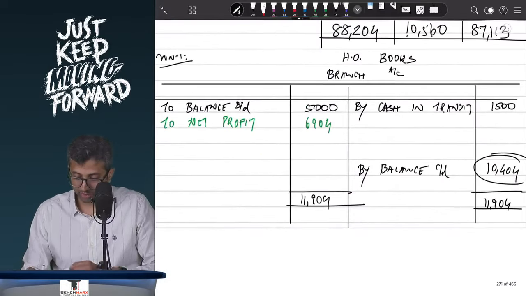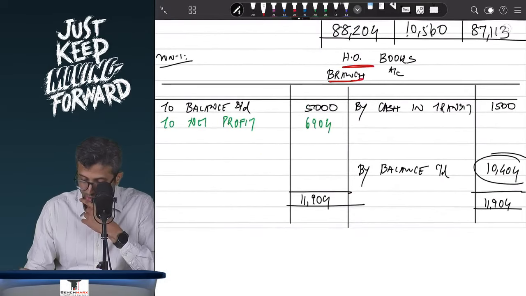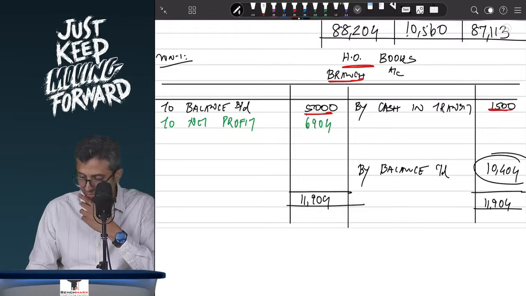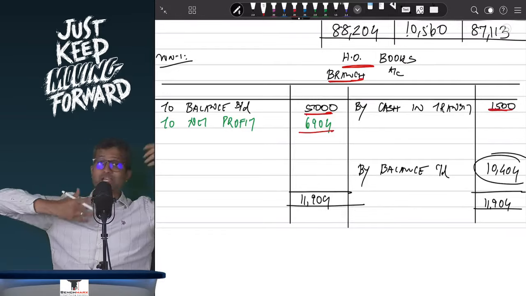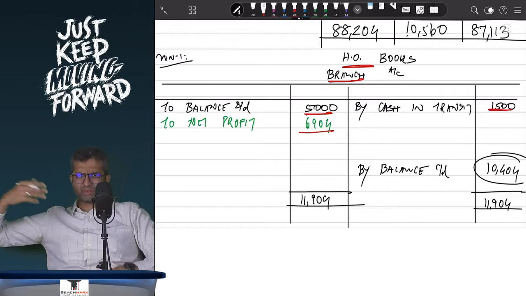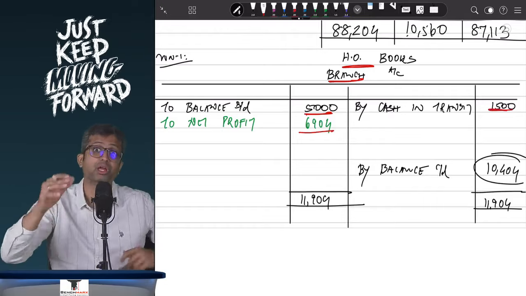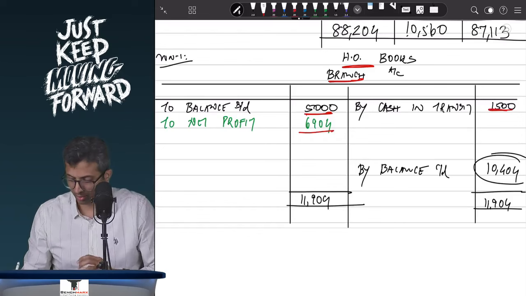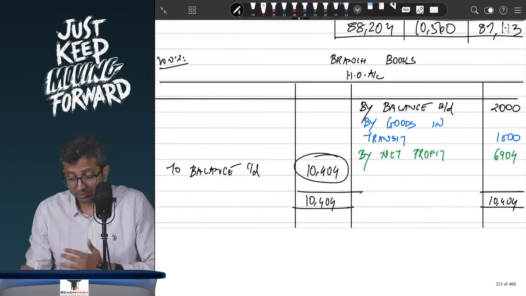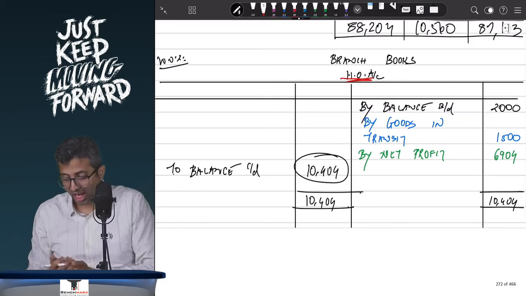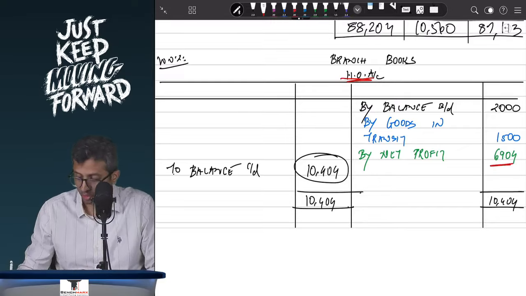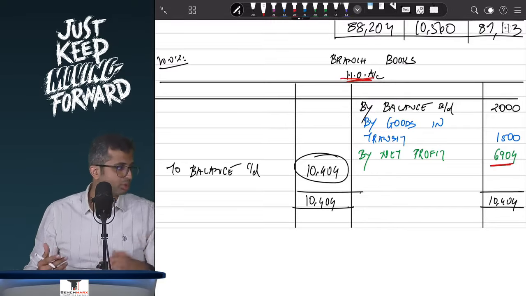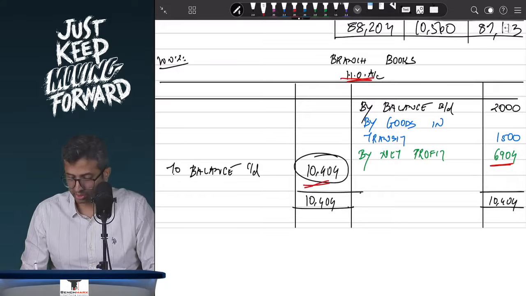Like we have prepared an account for branch in HO's books. There was 5,000 in HO's books, but there is some cash in transit of 1,500, so net 3,500, and then net profit. Like in my earlier problem question 28, I took over the combined net profit. I might have passed 2-3 separate entities, but ultimately the net profit was taken over. So that is 6,904 taken over. So 10,404. In branch's books, HO account, I had to pay 2,000, another 1,500 for the goods in transit, and then another 6,904 of the profit that I earned is attributable to the HO. And hence this is 10,404.